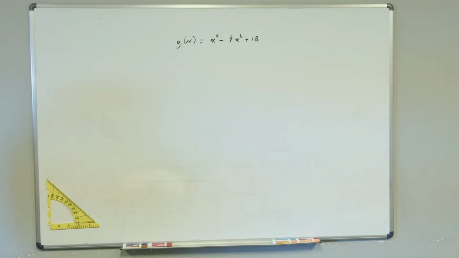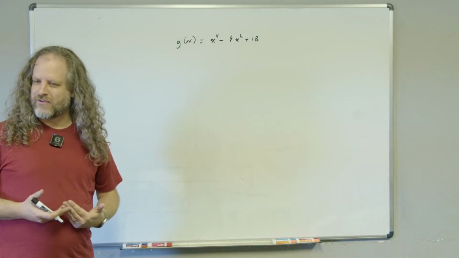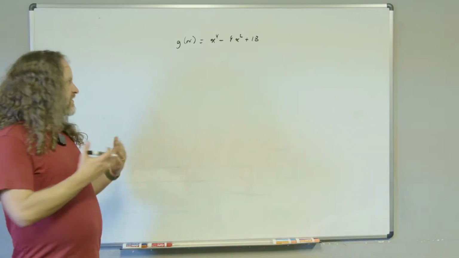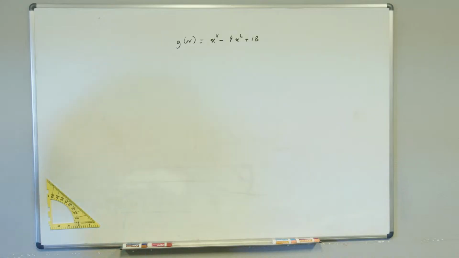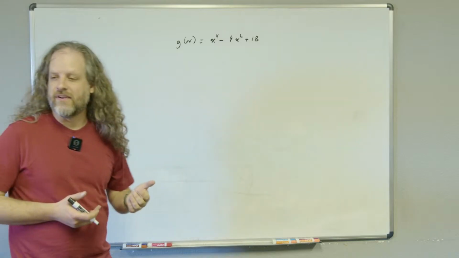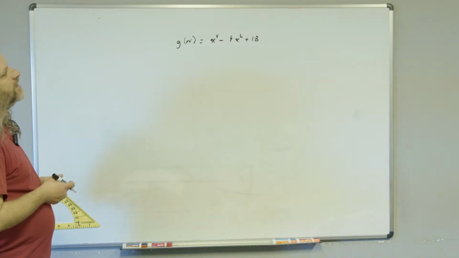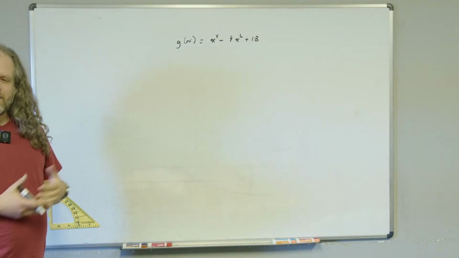So how many possible real zeros are there? 4. How do we know how many possible real zeros there are? Because that's the degree. Correct. What about how many possible turning points does it have? 3 possible turning points, 3 or less. It's going to have at least 1 because it's even. Okay, so now let's factor the thing.